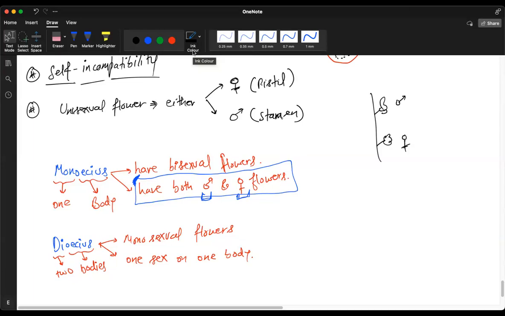If you do bagging without emasculation, then you are preventing cross pollination and you are supporting self pollination, where the stigma and the stamen are intact, but you have bagged the flower right from the bud stage. So bagging can be used both to favor cross pollination and to favor self pollination. Make sense? Everyone, is it clear? Any confusion, any doubts?